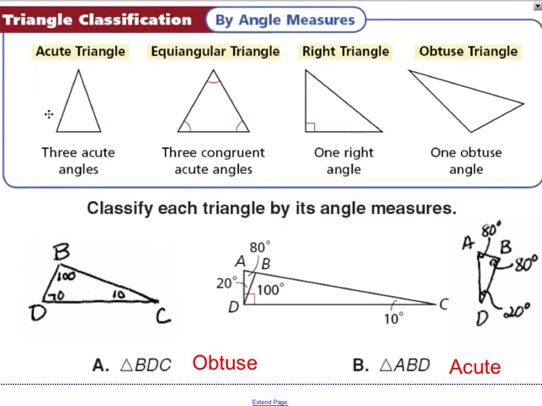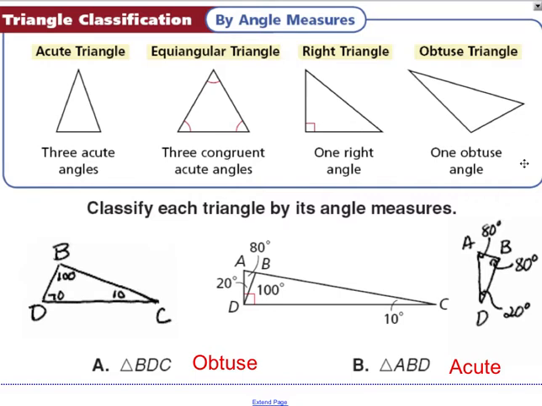The first is an acute triangle. It has all three angles acute. The second is equiangular. All three angles in the triangle are congruent. I have a right triangle where I have one right angle in my triangle, and I have an obtuse triangle where one angle is obtuse.